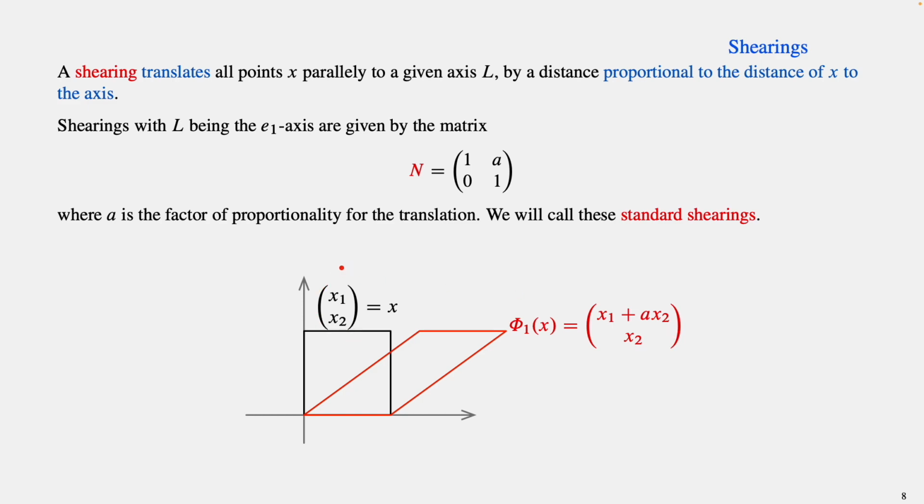So in effect, if x is a vector with coordinates x1, x2, then what happens is the x2 coordinate stays the same, hence translation parallel to the E1 axis, and the first coordinate x1 gets translated by some amount that is proportional to the x2 coordinate.